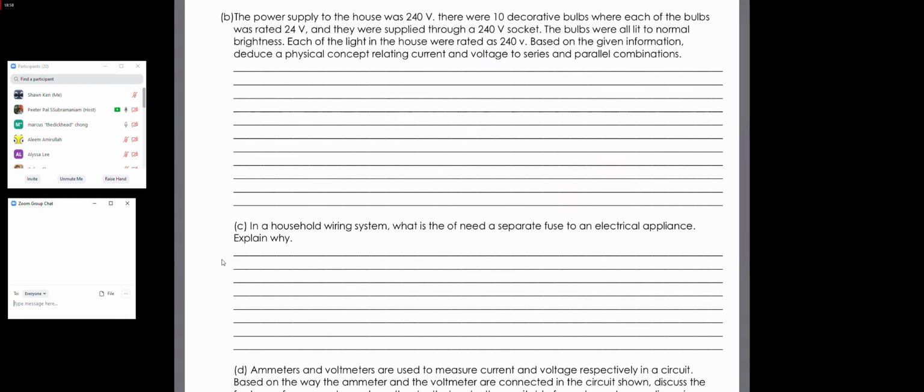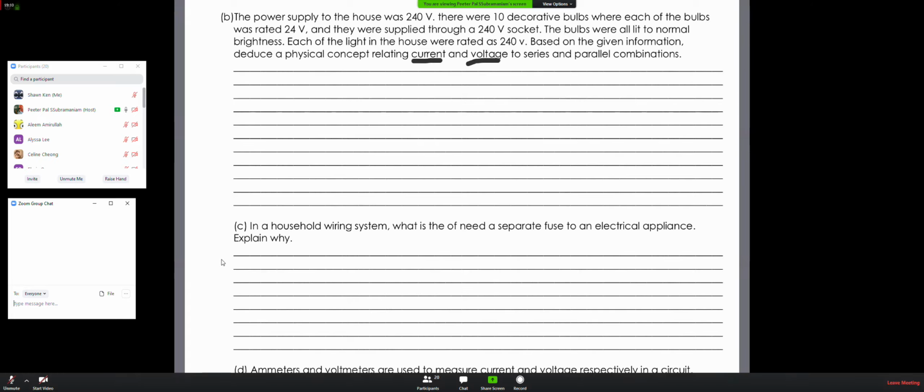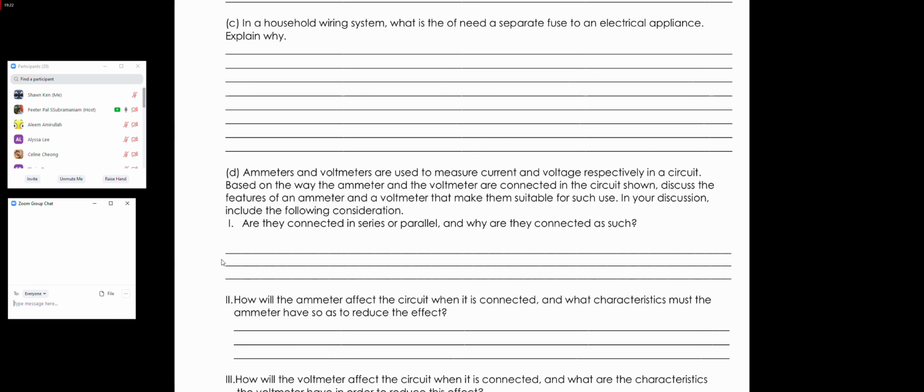Okay, so based on the given information, we are supposed to deduce a physical concept relating current and voltage. Okay, B done. Next we go for C. In a household wiring system, why is there a need of a separate fuse? My typing error.